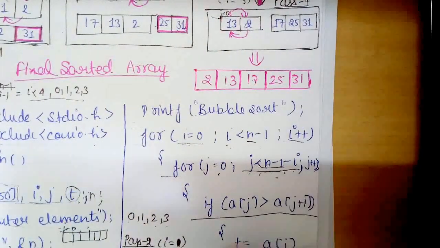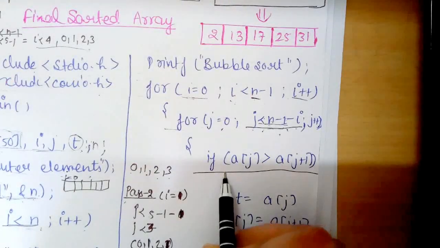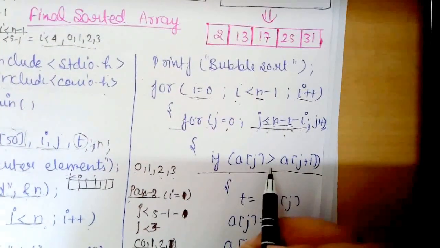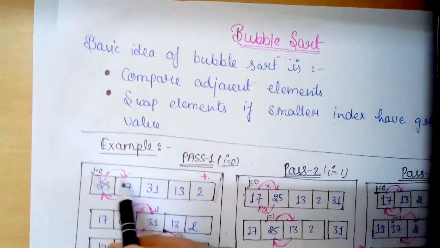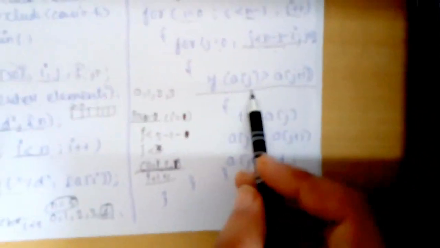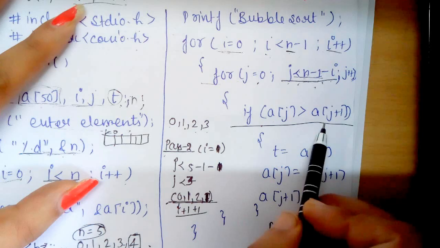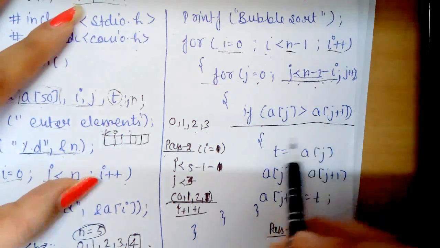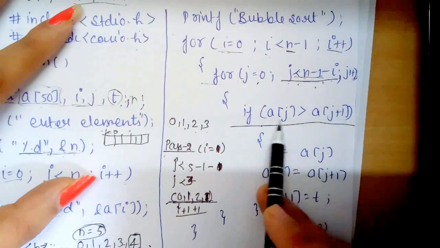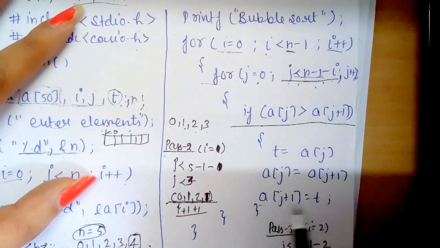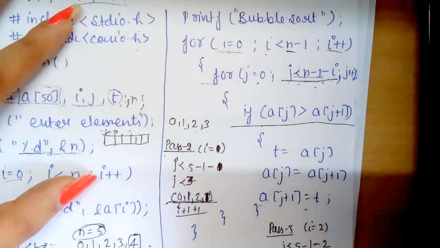Now what we are doing here is, as I have told you, comparing A of j and A of j plus 1. If A of j is greater than A of j plus 1, because they are not in ascending order, then I will do swapping, that is t is equal to A of j, A of j is equal to A of j plus 1, and A of j plus 1 is equal to t, and at last we will get the sorted array.